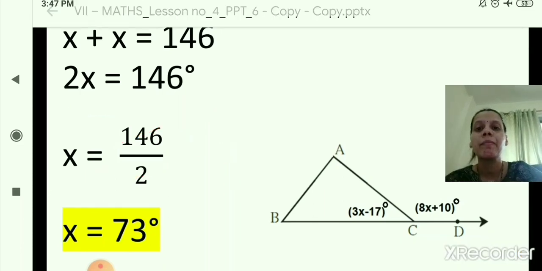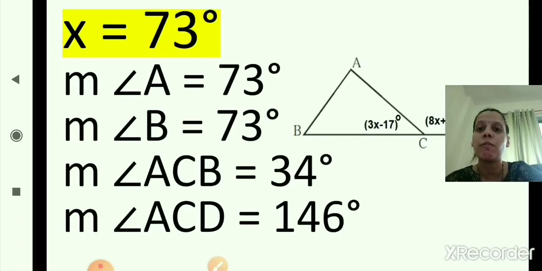Therefore, what is the measure of angle A? 73 degrees. What is the measure of angle B? 73 degrees. And what is the measure of angle ACB we got? That is 34 degrees. And the measure of angle ACD is 146 degrees. I hope you are clear with this sum.